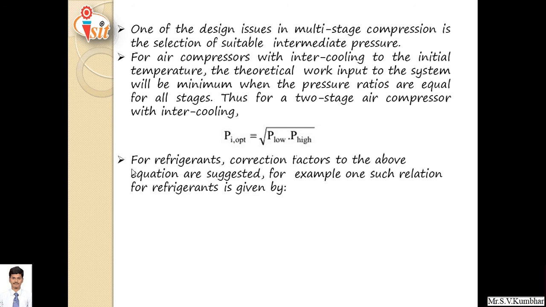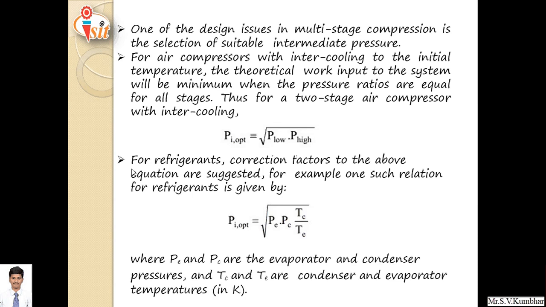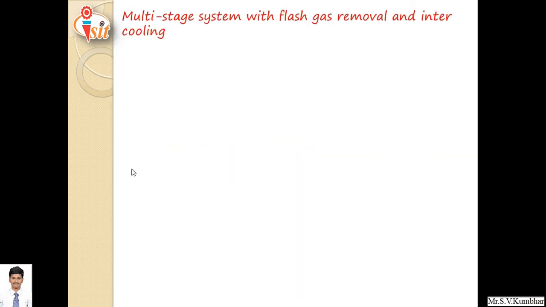For refrigerants, correction factors to the above equation are suggested. For example, in one such relation, Pi is equal to the square root of Pe into Pc into Tc upon Te, where Pe and Pc are the evaporator and condenser pressure respectively, and Tc and Te are the condenser and evaporator temperatures in degrees Kelvin.